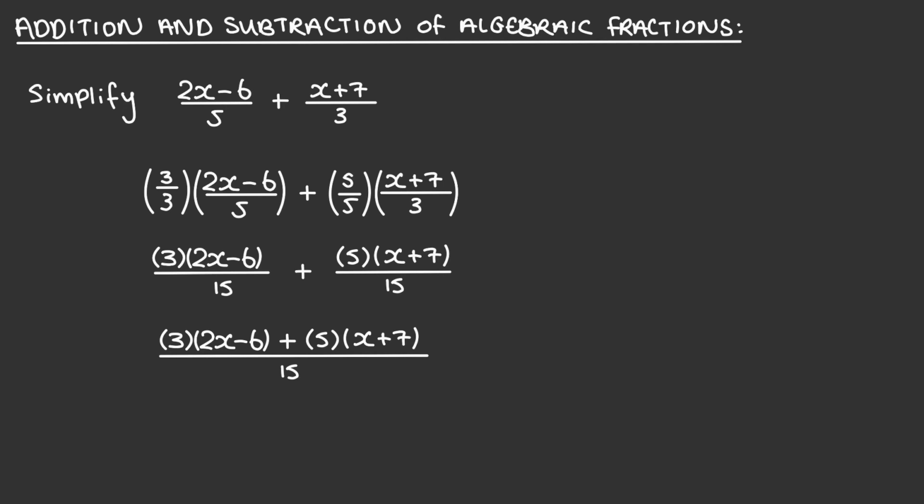We can further simplify this by multiplying out the brackets in the numerator of this new fraction. After multiplying out the brackets and rearranging in order to have x's on one side and numbers on the other, we are left with 6x plus 5x plus 35 minus 18 in the numerator of the fraction. 6x plus 5x is 11x and 35 minus 18 is 17. So we end up with 11x plus 17 divided by 15 as our answer.